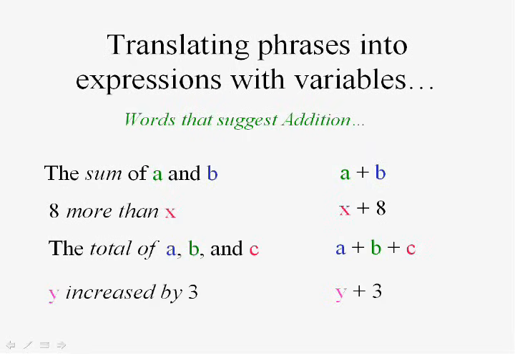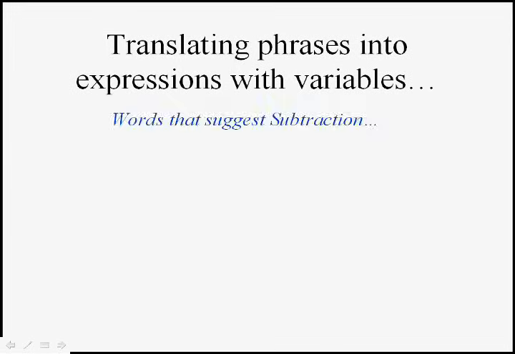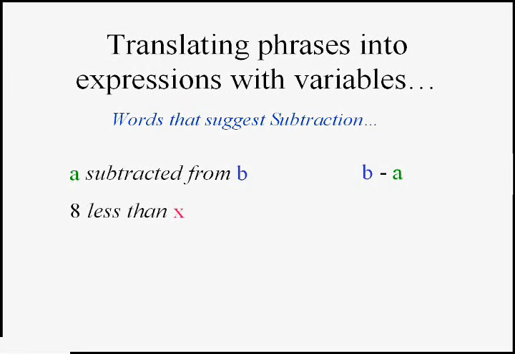Now it starts getting a little trickier when we talk about subtraction, especially with the word from. A subtracted from B means that even though A is listed first, I started with B and subtracted A from it. That's kind of backwards, isn't it? But that's the way it is. A subtracted from B is B minus A. 8 less than x means I started with x and I have 8 less than that. So don't always go by the number or letter that they list first. You have to read the English and interpret it.